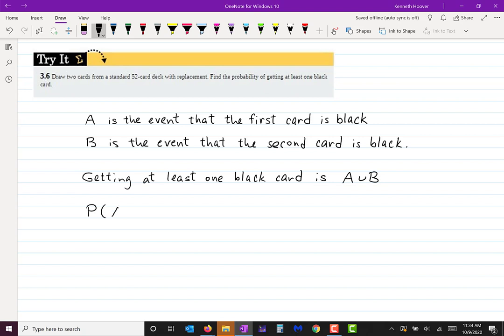So the probability of A union B. Okay, now, up above, I pointed out that the probability of A union B is always equal to the probability of A plus the probability of B minus the probability of A intersect B. Okay?